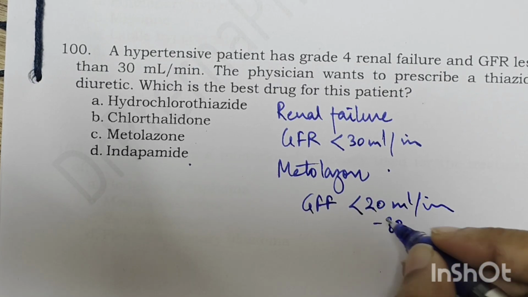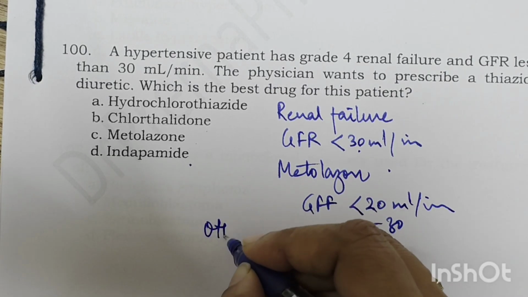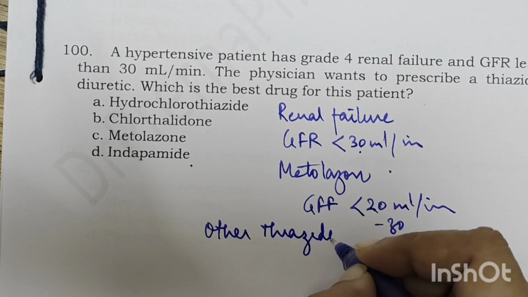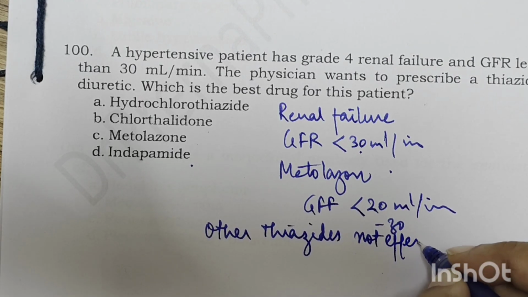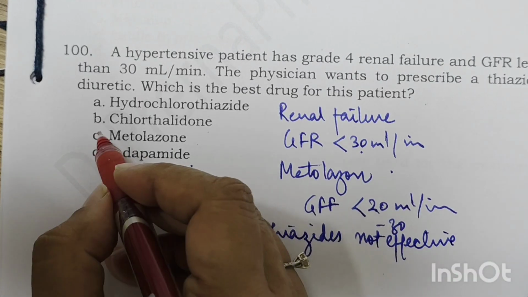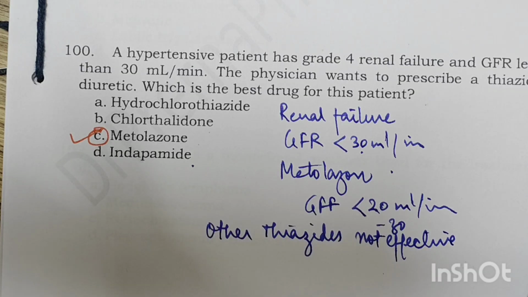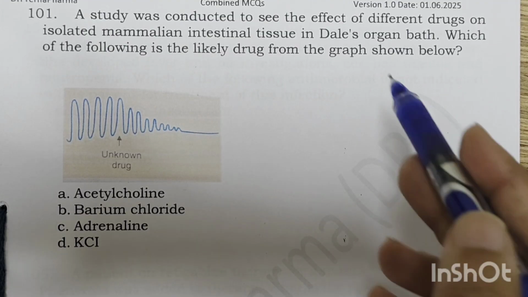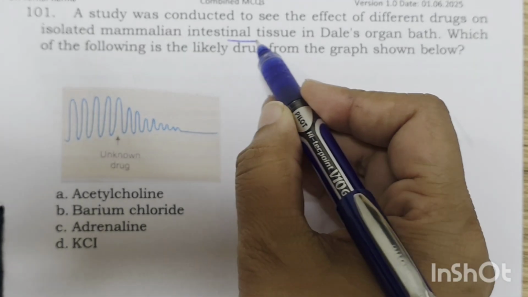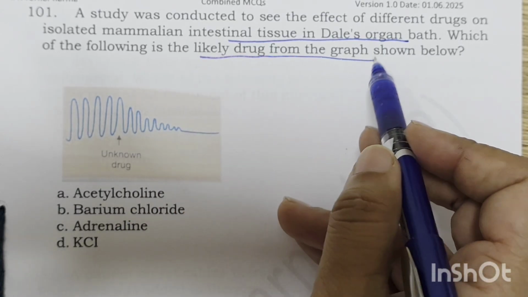So 20 to 30 में भी effective रहता है, less than 30 में बाकी other thiazides not effective, right? So here the answer is metolazone. So metolazone is the thiazide diuretic which is effective in this case. Next question is, a study is conducted to see the effect of different drugs on isolated mammalian intestinal tissue in Tyrode's organ bath. Now which is the likely drug from the graph given below?